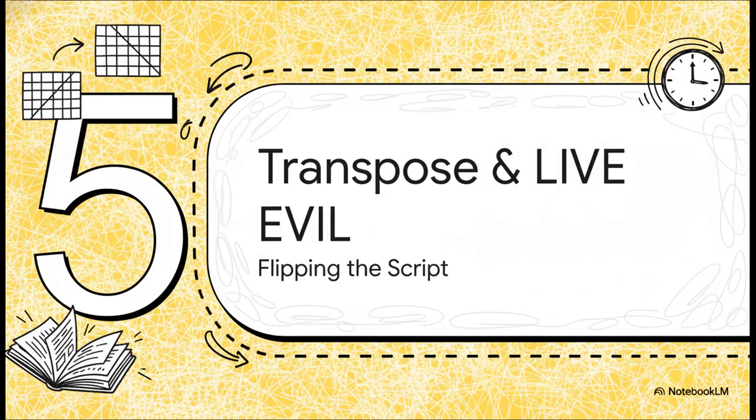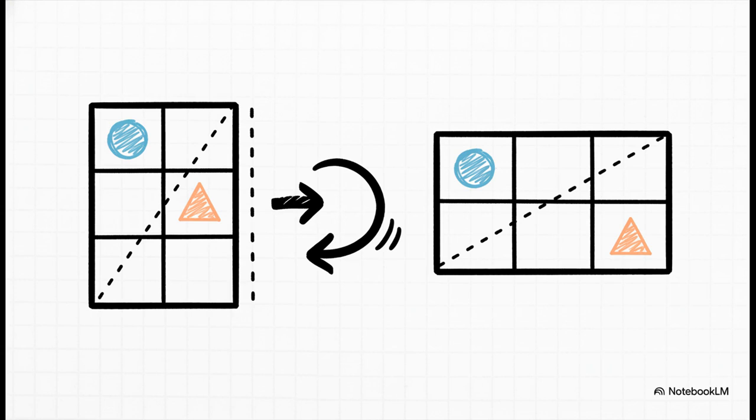Finally, Section 5, Transpose and Live Evil, where we literally flip the script. For our final operations today, let's explore what happens when we start flipping matrices around. Sometimes, just to make the math work, we need to change the orientation of our data completely. The operation we use to do this is called a transpose, and you'll usually see it indicated by a little superscript T. Transposing is beautifully simple. You just swap the rows and the columns. So the first row of your original matrix becomes the first column of your new one. It essentially mirrors the data across the diagonal, easily turning a tall matrix into a wide one.